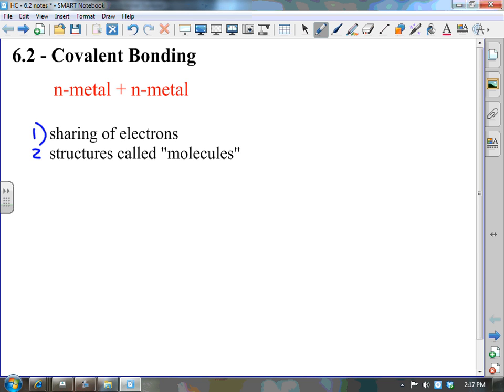The second thing, whenever we have a chemical that has covalent bonds in it, we're going to call that structure a molecule. Very important that we use these terms correctly. So covalent bonds, sharing of electrons from nonmetals, and the structure that they make is what we call a molecule. For example, water. What do we sometimes say? It's a water molecule. Again, we say the word molecule because it's a covalent structure.